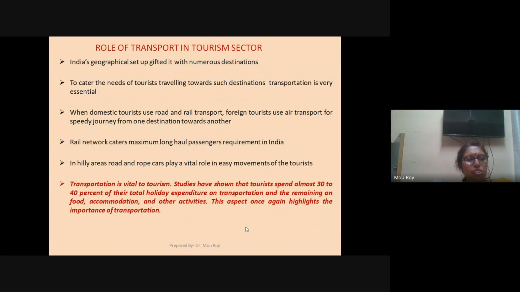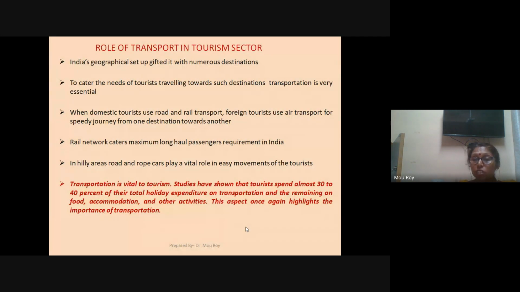The role of transport in the tourism sector. You can see India plays a very important role in the transport system. As I've already mentioned, it is 9th in the aviation industry, and we have improved rail networks, improved road transport, and the aviation industry is also improving. We have been gifted with numerous destinations, which are also projected on the global map, and we are very proud that foreign tourist arrivals are increasing day by day.